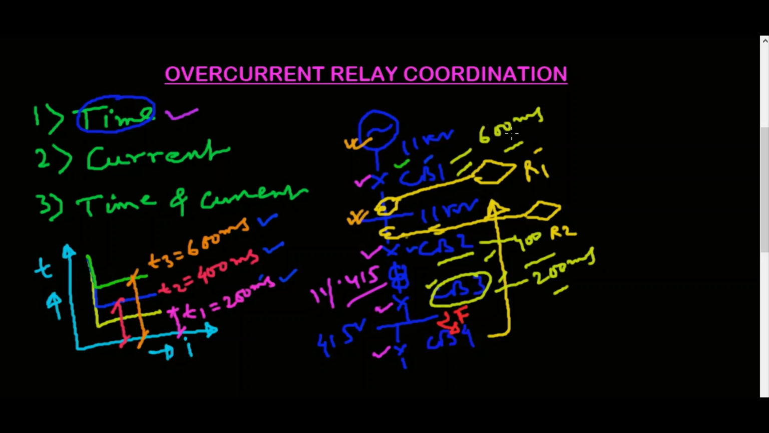not at 600 millisecond. So this coordination is well and good whenever the fault is far away from the source, but not good for a fault location closer to the source, whether it is grid or generator. So we cannot accept this time grading overcurrent coordination. That's why it is generally not used in power system networks nowadays. So this is the main disadvantage.